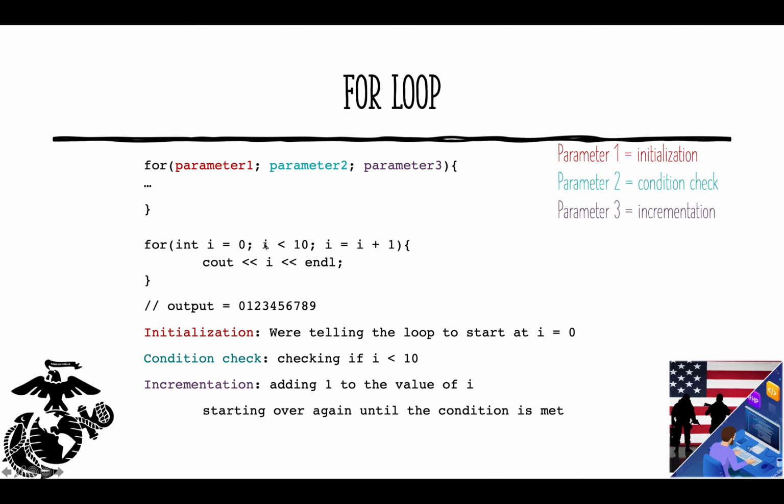So we go and check. 2 is less than 10, so print out 2, and then we increment. So 3 is less than 10. Print 3. Now we increment. 4 is less than 10, so we print 4, increment. 5 is less than 10.